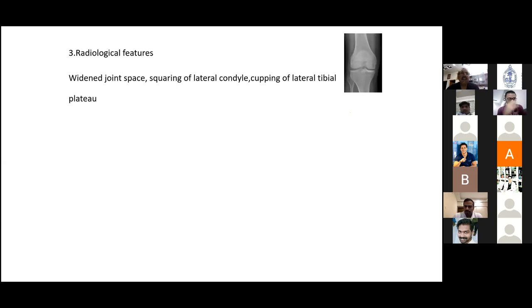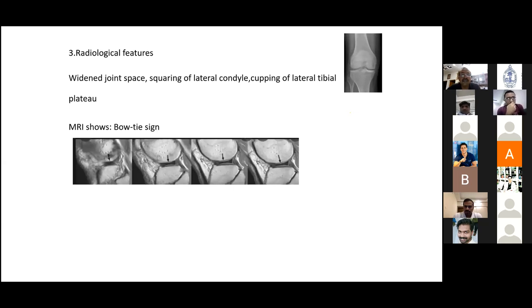Here, you should learn this because they have asked it in your OSCE. Widened joint space, squaring of the lateral condyle and cupping of the lateral tibial plateau. I have just taken it up since half of the questions coming are these kinds of questions. On MRI, the sign is known as the bow tie sign, like a bow tie. This is how it looks. So in a discoid meniscus, you can get a bow tie sign. Hope you guys can understand it, right? So this was also asked.